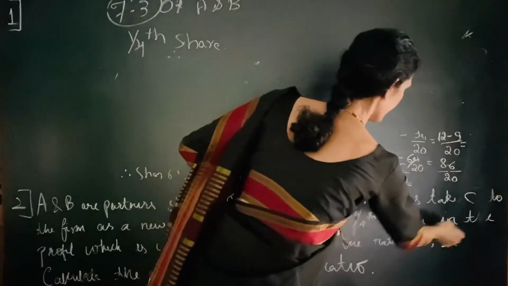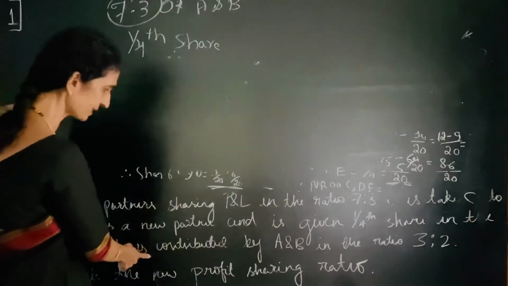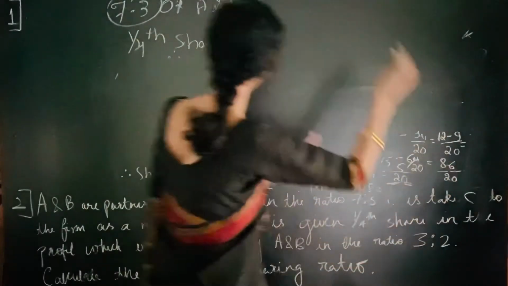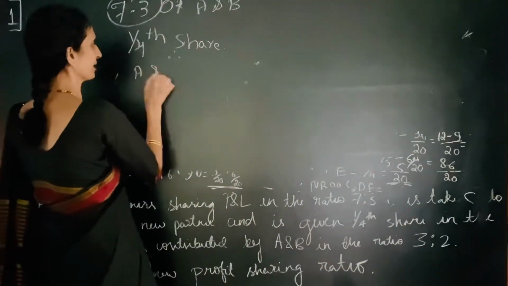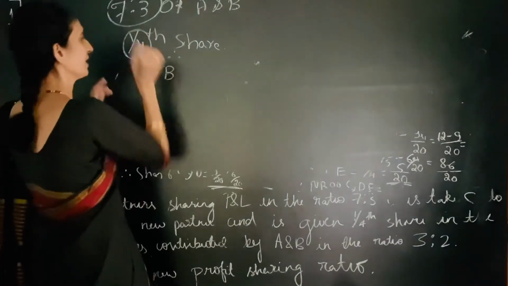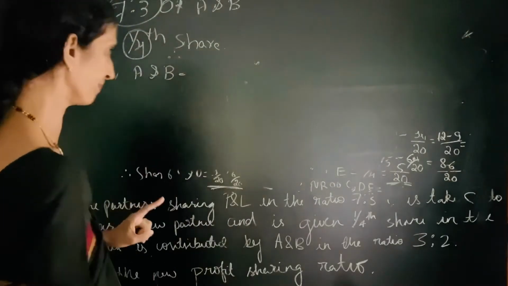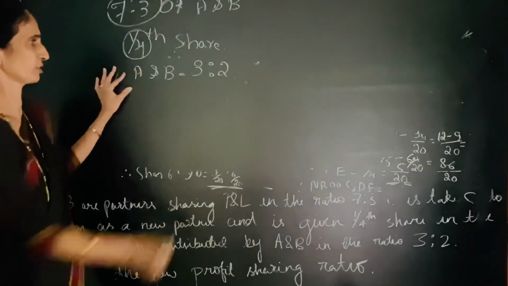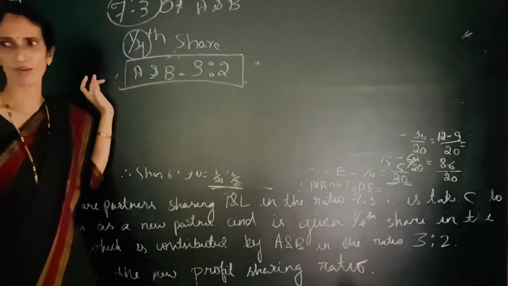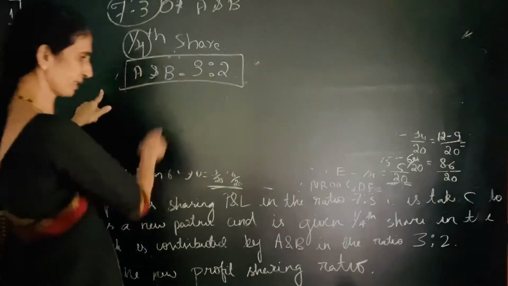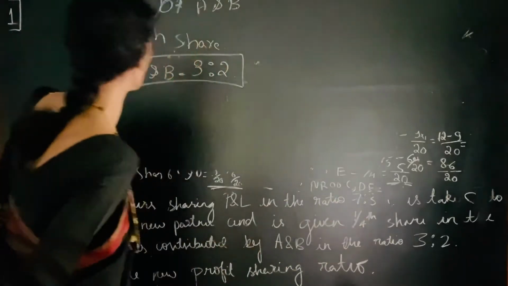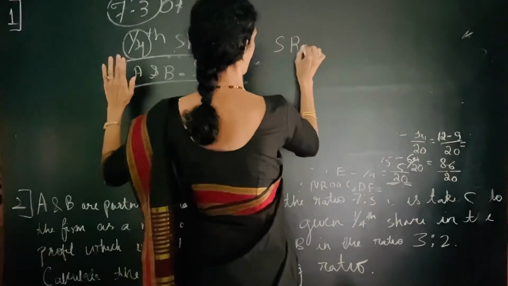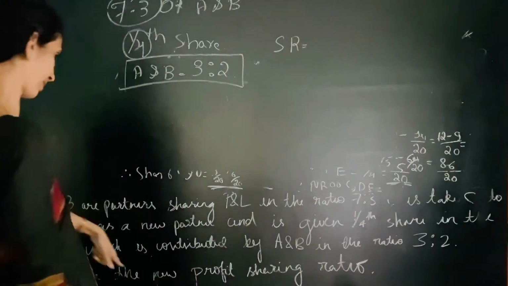See here, then the share in the profit is contributed by A and B in the ratio of 3:2. So once again it is given, this 1/4 share is sacrificed by A and B in the ratio of 3:2. It is important. This is the main difference between the last problem and this problem. So here it is given in 3:2. Then how to calculate here? Here we have to calculate the sacrifice ratio.